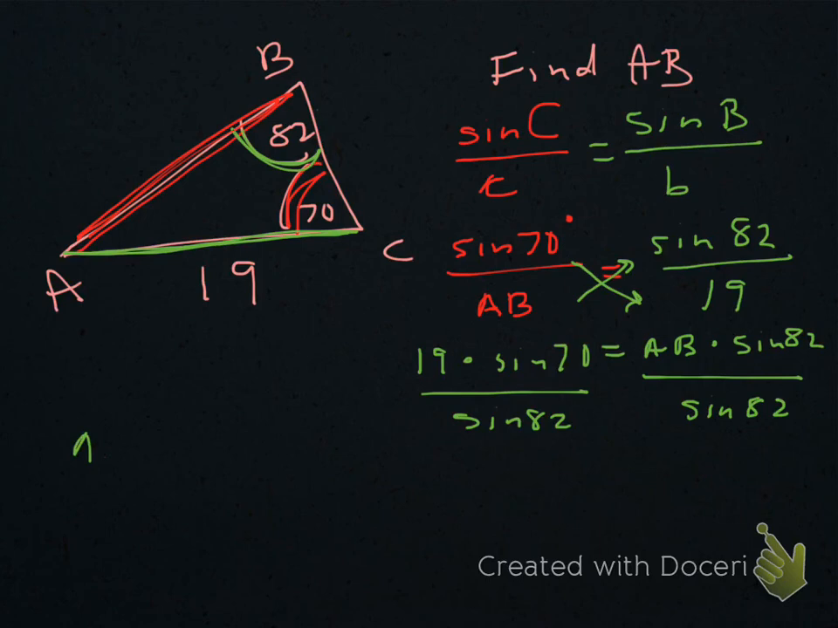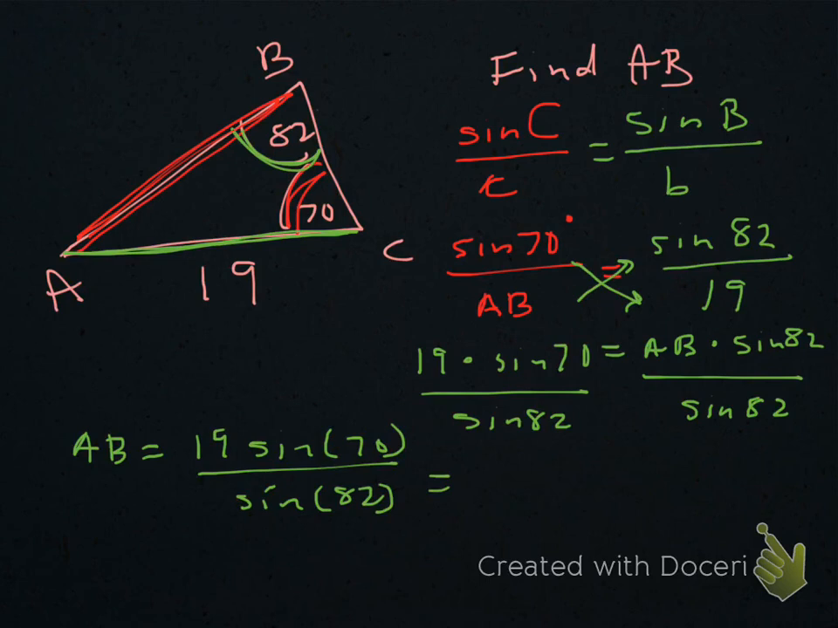And if we put it in the calculator, we would do it like this. We would do 19 sine in parentheses 70 divided by sine in parentheses 82. And we get 18.0 again. Go figure. Just so you know, the answer is not always going to be 18. So that's how we use the law of sines to solve triangles.